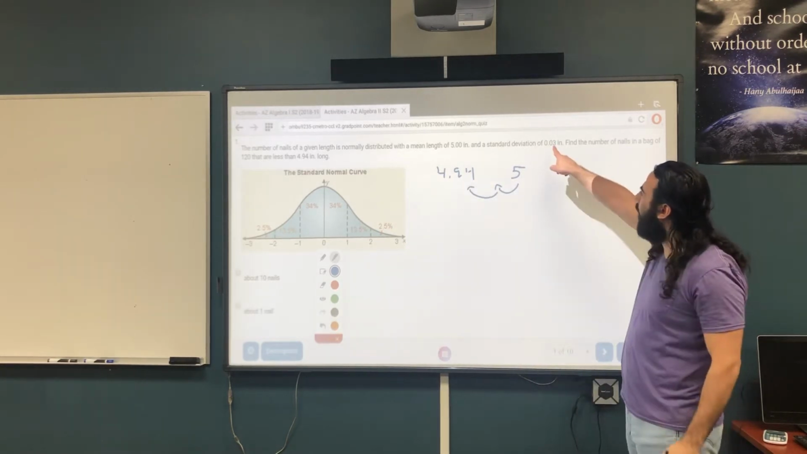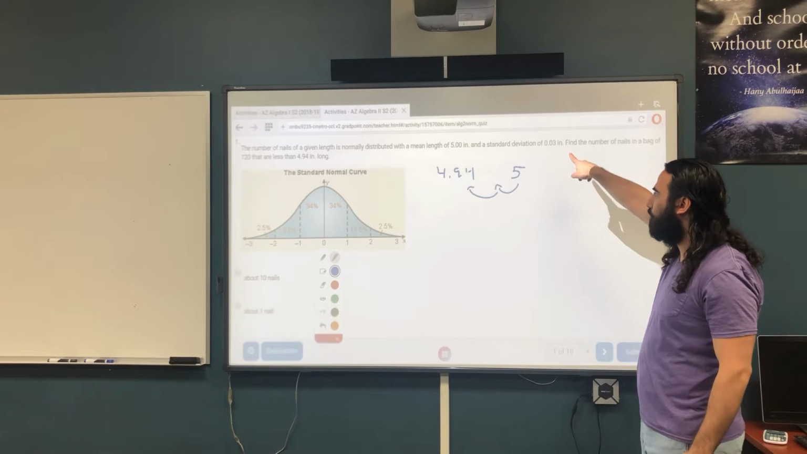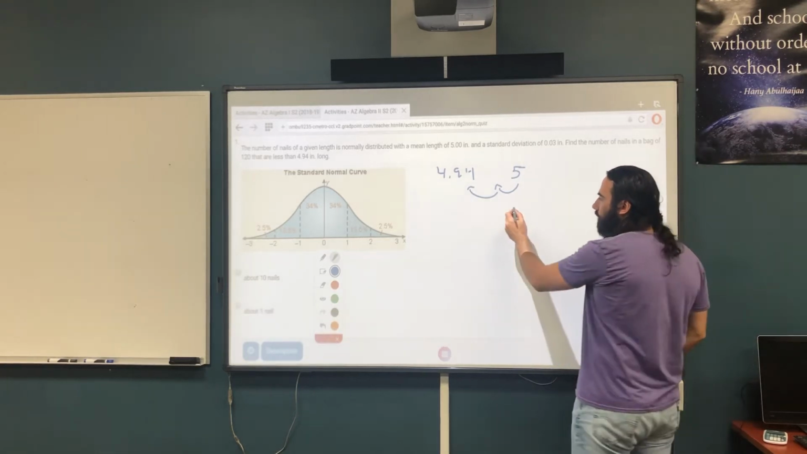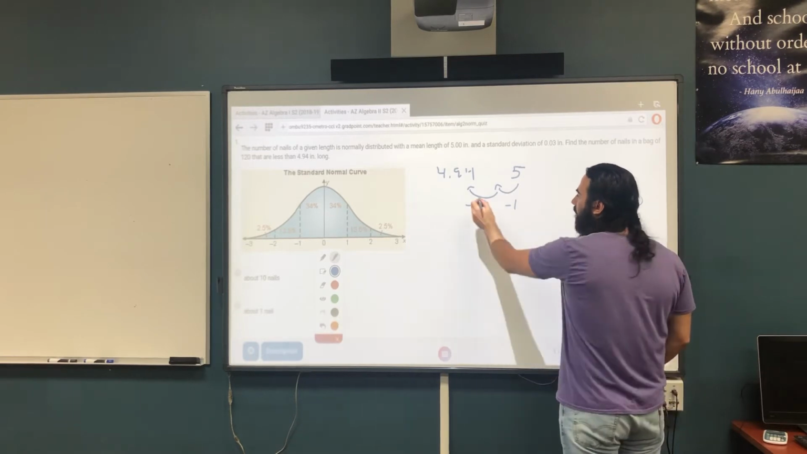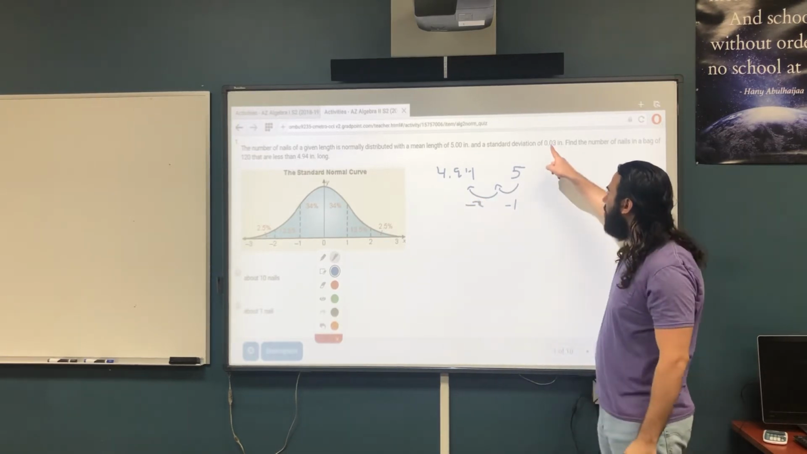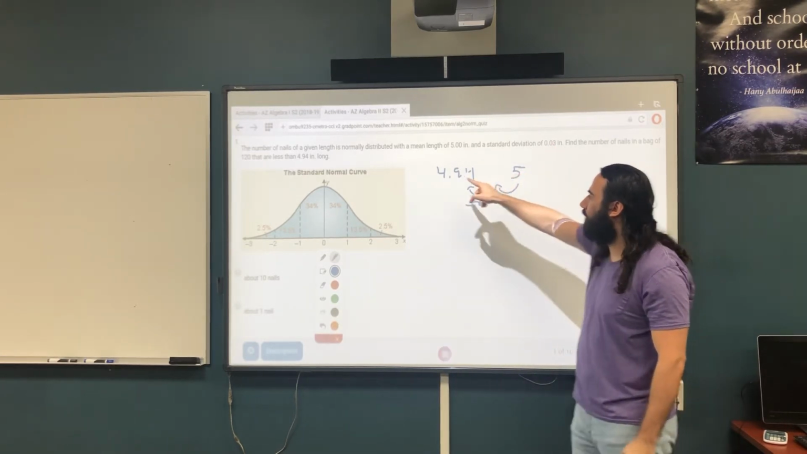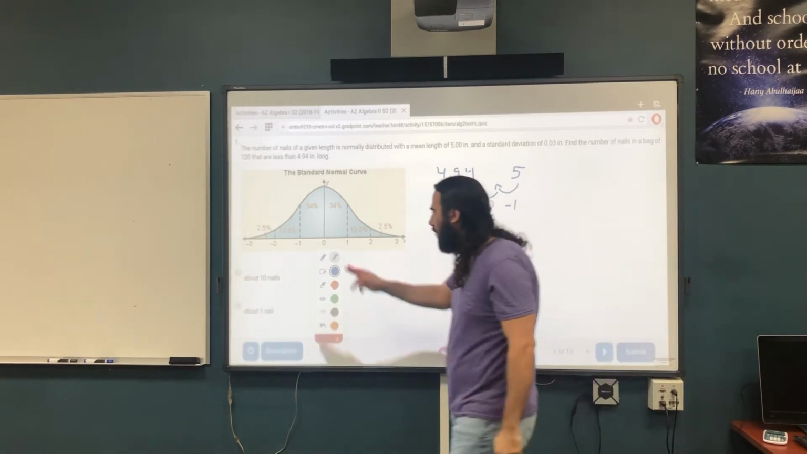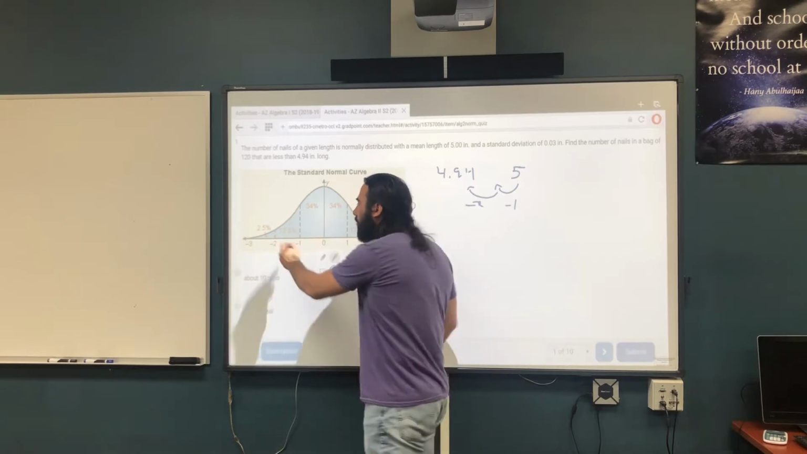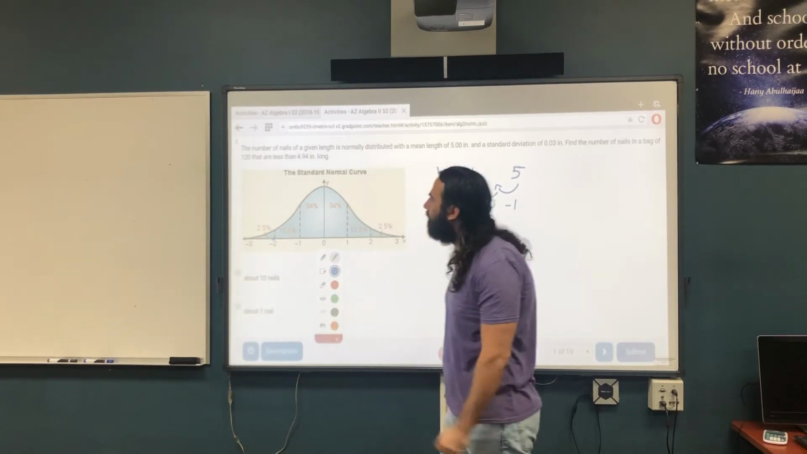So we subtract the standard deviation 0.03 how many times? That's the first time and that's the second time. So we subtract 0.03 from the 5 twice and we get to 4.94. That's 1 and that's 2. So it'll be here.